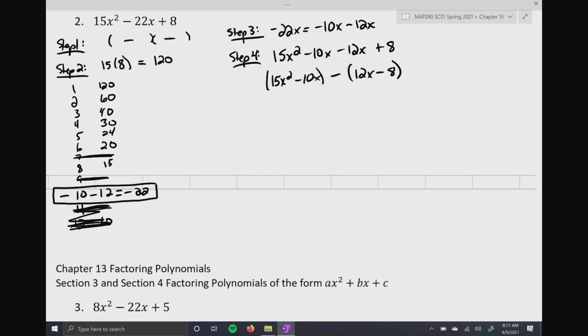Okay? So now in the first grouping, let's figure out our GCF. That's going to be a 5x. So that's going to give me 3x minus 2. In the second grouping, I can factor out a 4. And that's also going to give me 3x minus 2.